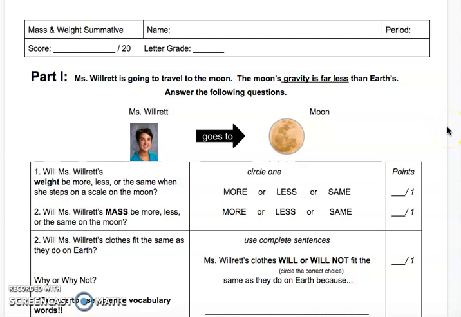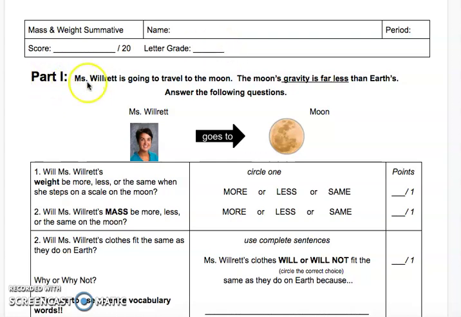Hi students, today you are going to take your mass and weight summative. So remember, make sure your first and last name is written at the top and the period that you have science. Your science teachers will fill in your score and your letter grade when you're finished.